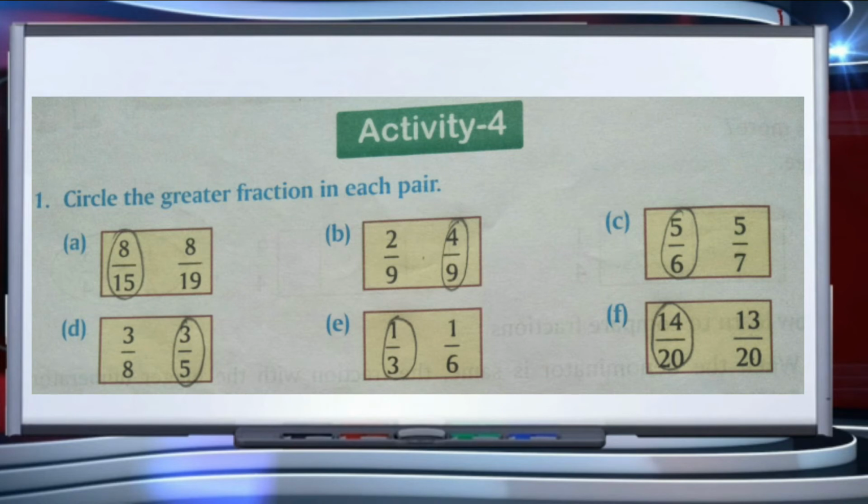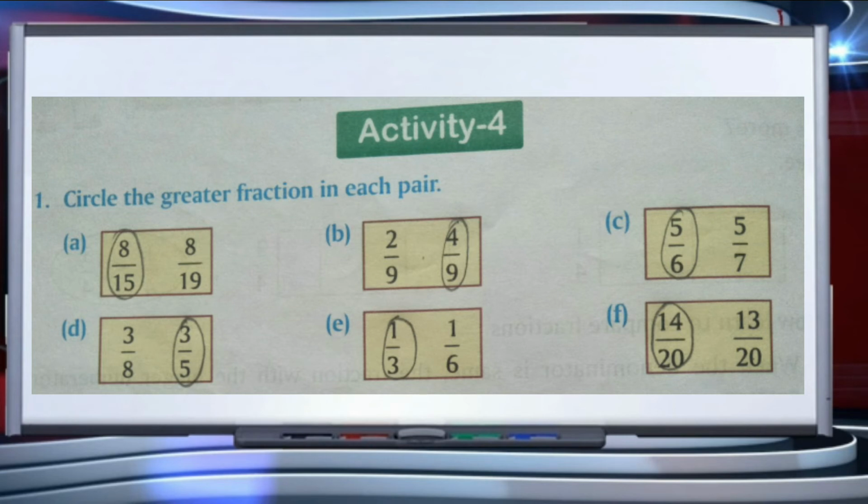In E part we are having 1 by 3, 1 by 6. So when the numerator is the same, again the fraction with smaller denominator is greater. Smaller denominator is 3. That means 1 by 3 is greater fraction. So we will circle 1 by 3.